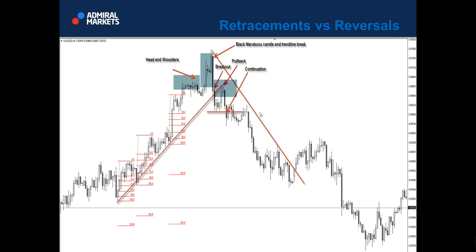So guys, I have showed you today how to spot ranging market retracements and reversals. Now you know what a ranging market retracement and reversal is, how to define it correctly, and how to trade it.